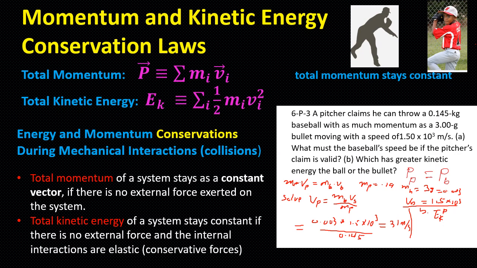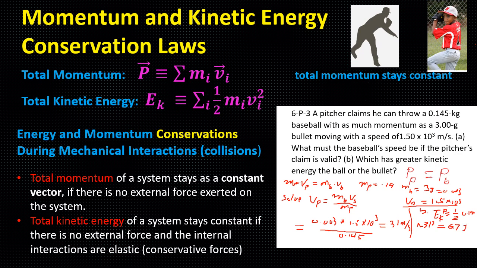Once again, excuse my writing. So I take one half times 0.14 times 31 squared. If I ignore the math steps, I get about 67 joules. So 67 joules is the kinetic energy of the ball.